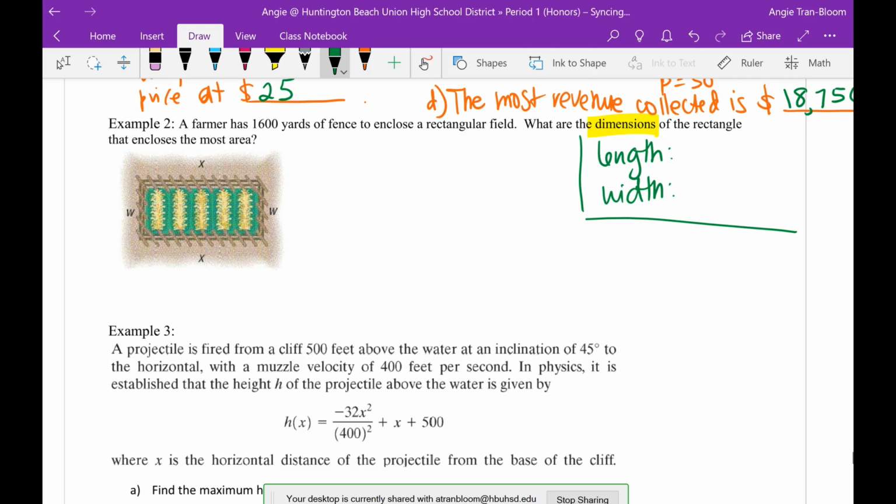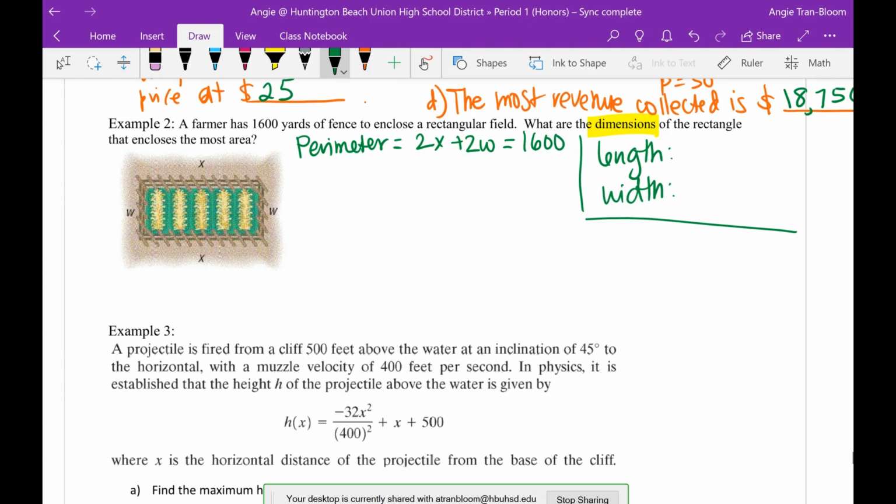What is it? Write the perimeter. You are correct. How do we write the perimeter of a rectangle? 2x, what else? Plus 2w. What should this whole perimeter equal? Perfect. Okay.